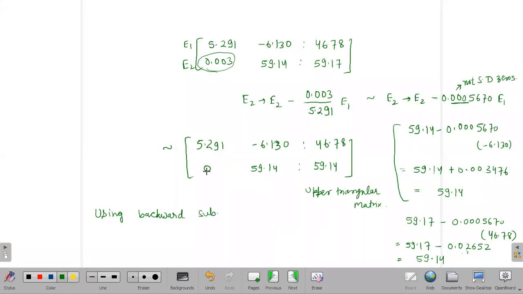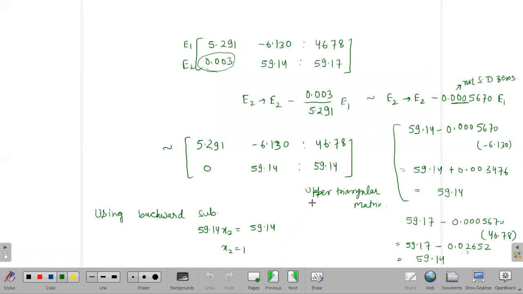So this is the coefficient of x1, this is the coefficient of x2. So it is 59.14 x2, which is equal to 59.14. We are getting exactly 1. Initially we got 1.001.